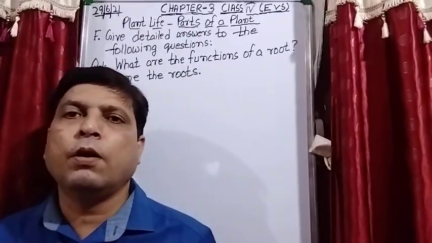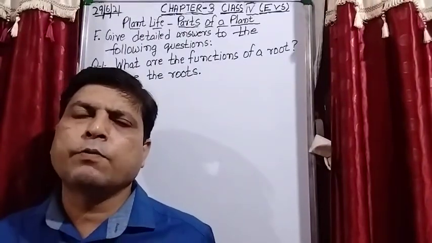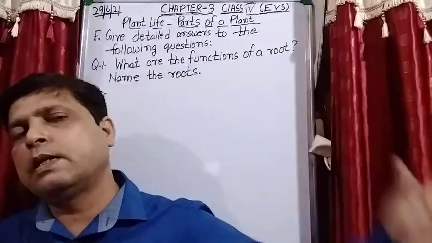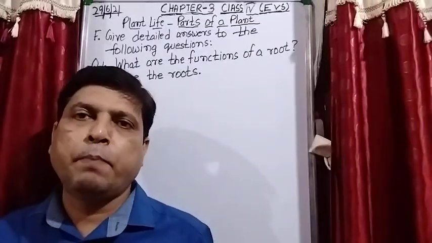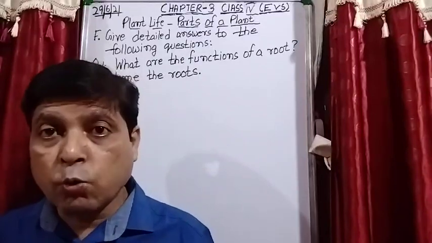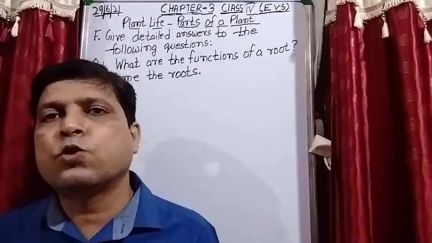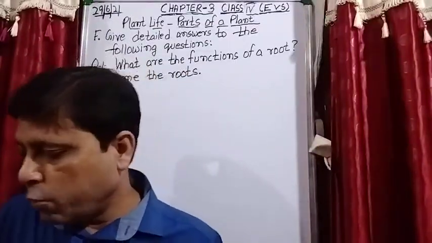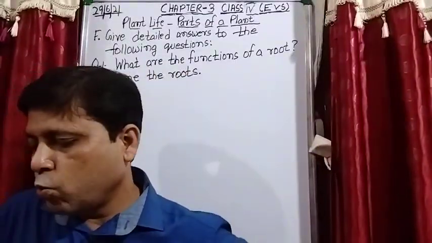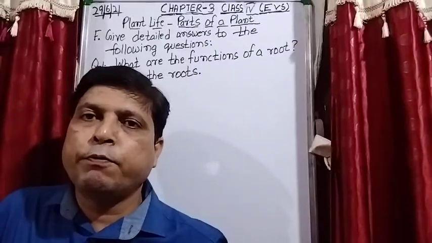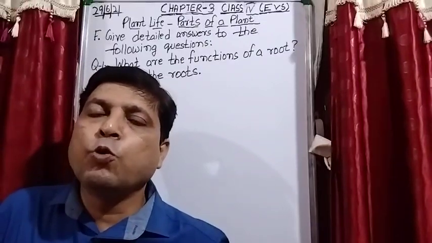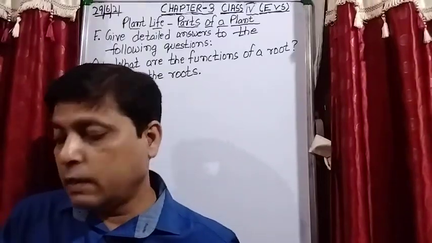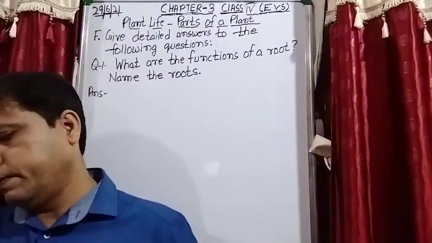Second, roots absorb water and minerals from the soil and pass them to the stem, and then the stem passes this to all parts of the plant. And some roots can store extra food also. Is it clear? Like carrot and radish, they store extra food, and such types of roots are known as tuberous roots.